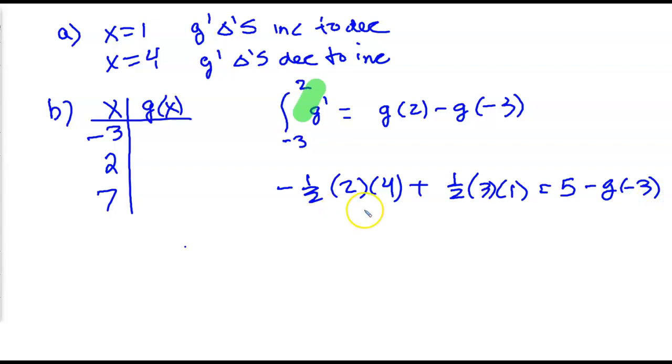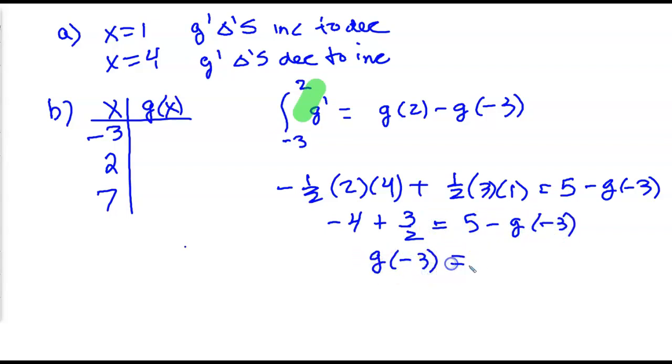So on the left-hand side here, I'm going to get -4 plus 3 over 2 equals 5 minus G of -3. And if we isolate and solve for G of -3, we end up getting 15 over 2 would be the final answer. So G of -3 is 15 over 2. G of 2 was given to us as 5. And now we want to find G of 7.